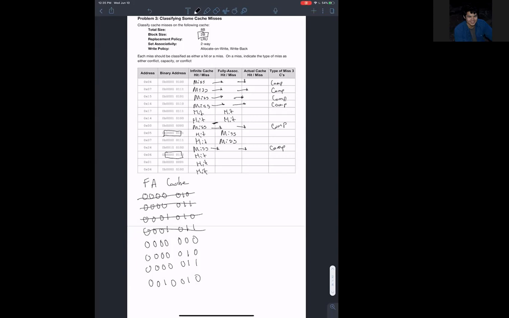Yes, so it is in our cache. We can see it right here. So what we're gonna do is, since this one is a hit, we're gonna update this value and put it as our highest priority, since we just used it.